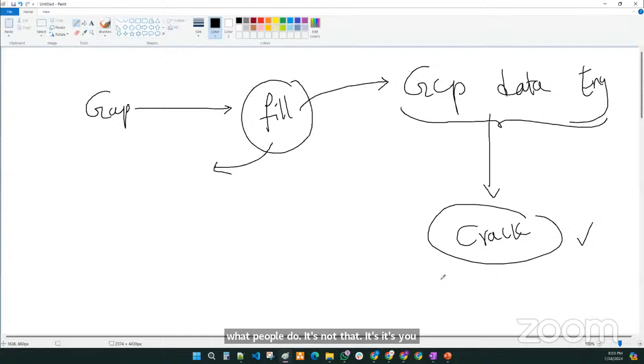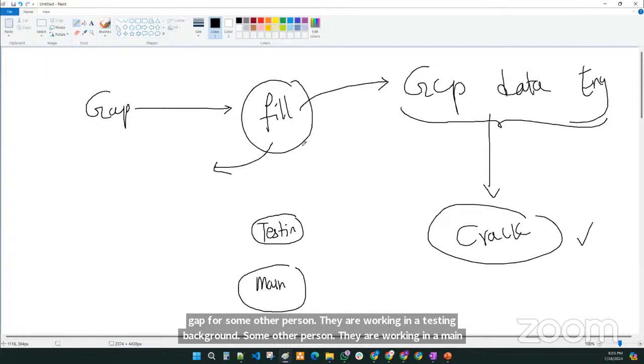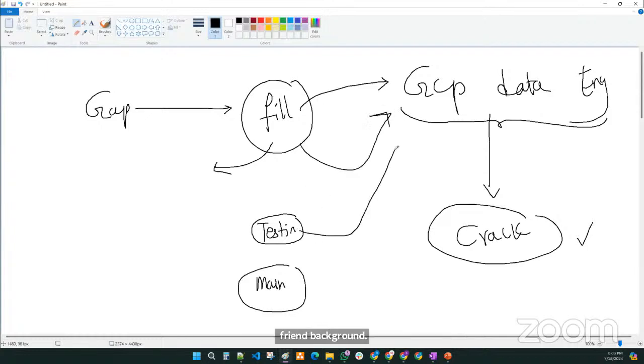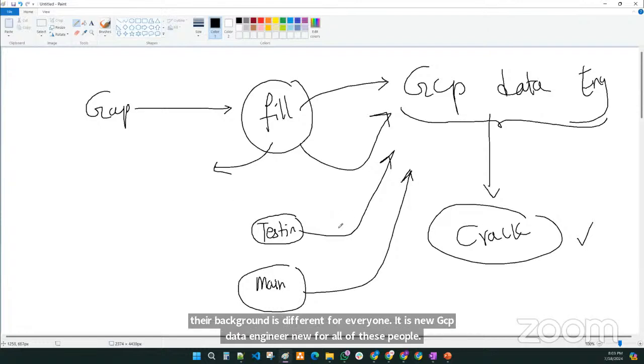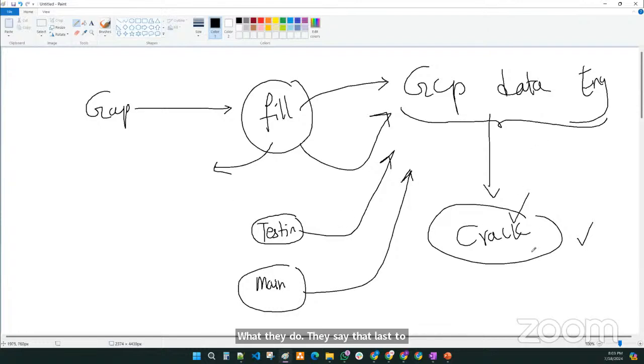If for you it is a gap, for some other person they are working in a testing background, and some other person in a mainframe background, so their backgrounds are different. For everyone it is new. GCP data engineer is new for all of these people. What they do is say that in the last 3 years they worked on GCP data engineering, and they crack the interview.